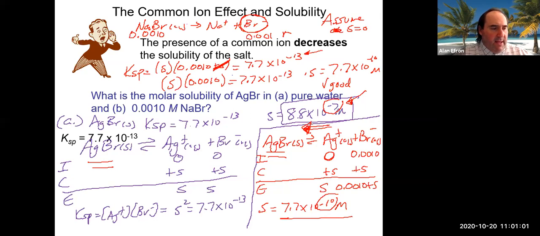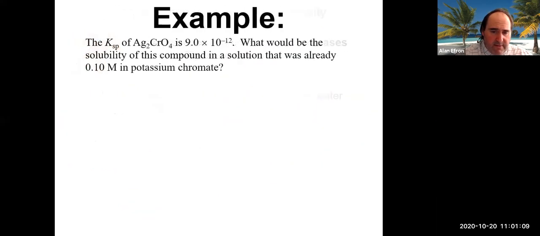Any questions on that there? So why don't you give one a go here and see what you come up with. Here's a silver chromate. What would be the solubility of this compound in 0.1 molar potassium chromate? KSP is given to you, so see what you come up with, and then we'll talk about it.